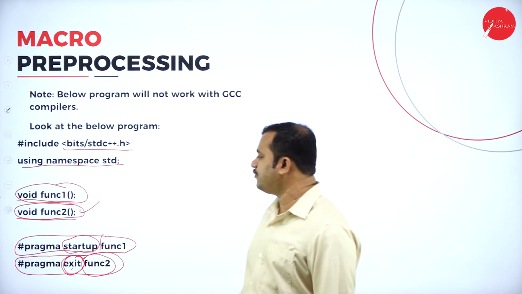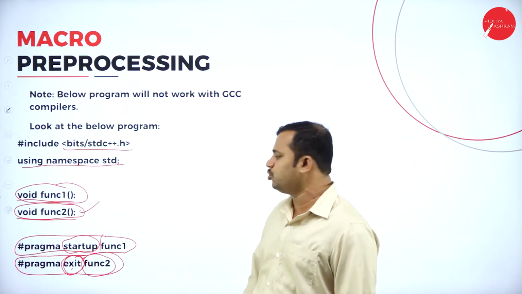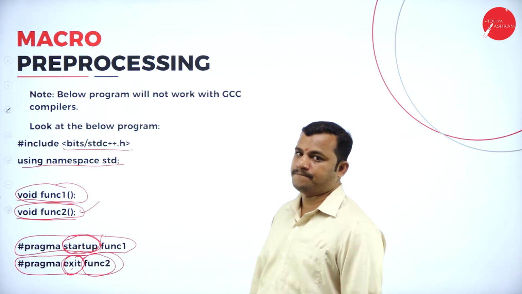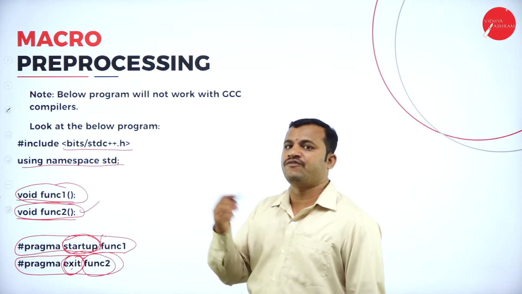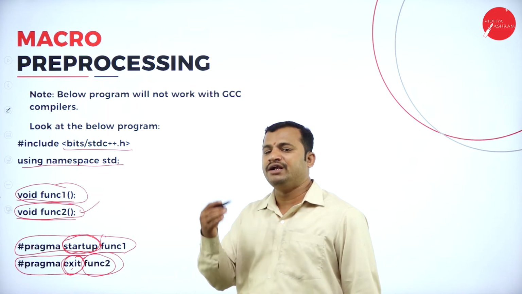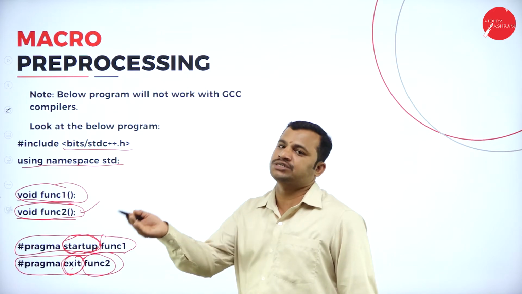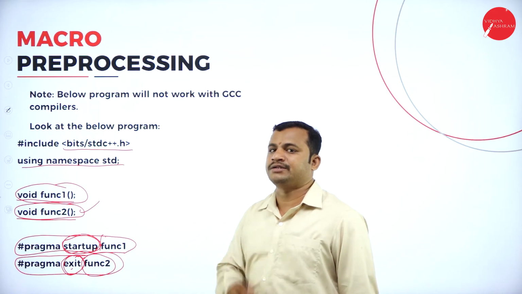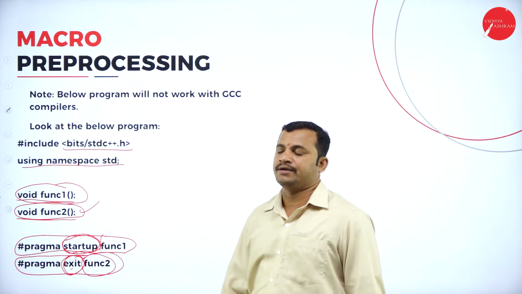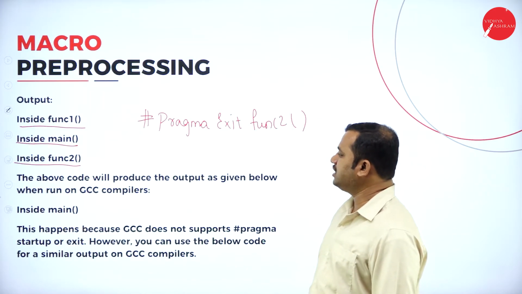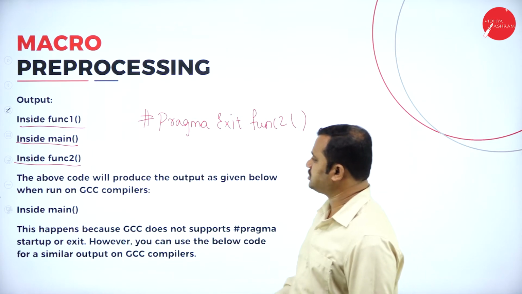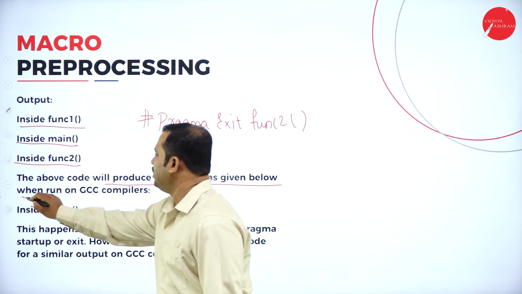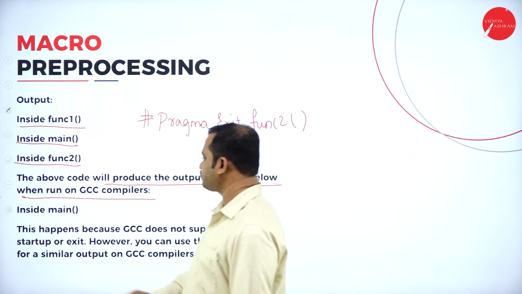At a later point of time, I will make use of this function 2 with startup function again. Then it is invoked. That is, we are going to use the functionality of that whenever it is required, and we are going to exclude the functionalities of macro using the #pragma directive when it is not required. So if that is the case, let us see to it. It will produce the output given below when run on GCC compiler.